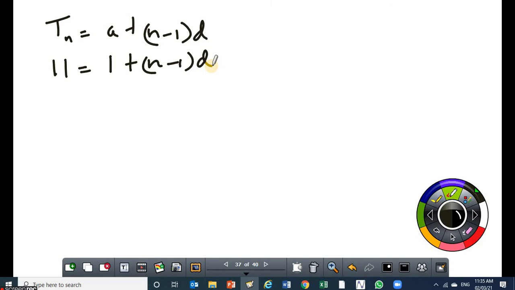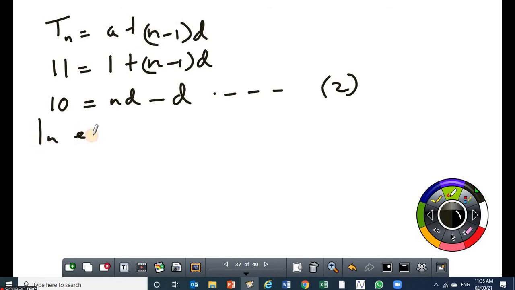Now I can simplify that. If I simplify, I'm going to get 10 equal to nd or dn minus d. So I can call this one here my equation 2. Now, in equation 2, I can make d the subject. I can also make n the subject, but I want to make d the subject.